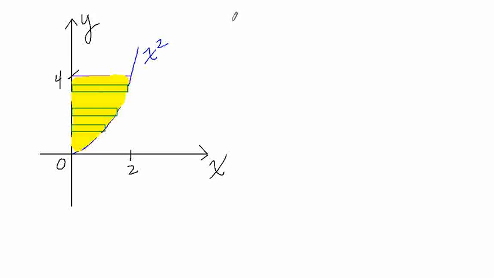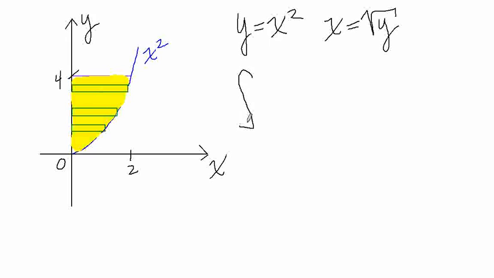So in other words, instead of using the function y equal to x squared, we're going to use the function x equal to the square root of y. Okay? And instead of integrating with respect to x from 0 to 2, we're going to integrate with respect to y from 0 to 4. That's going to add up the areas of all the horizontal rectangles that we need to add up. Okay? So the integral will look like this.